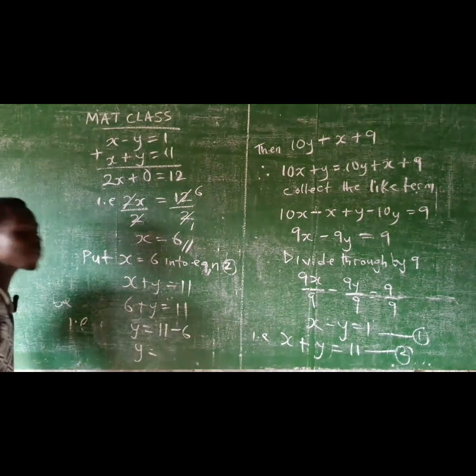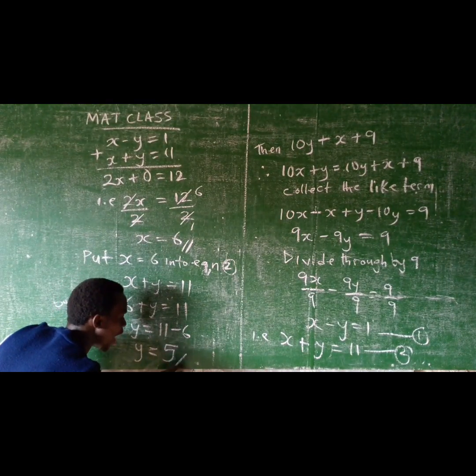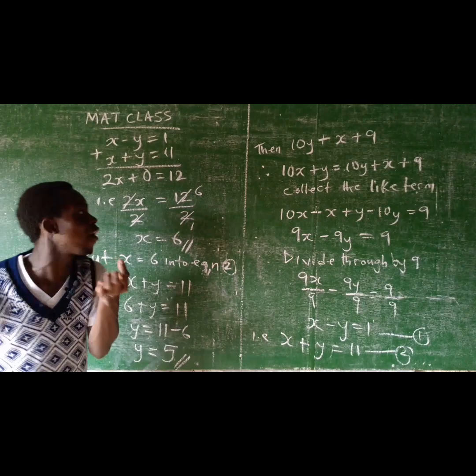Now, if you subtract it, I'm going to get 5. My answer here will be 5. That means that the two-digit number I'm looking for is what?